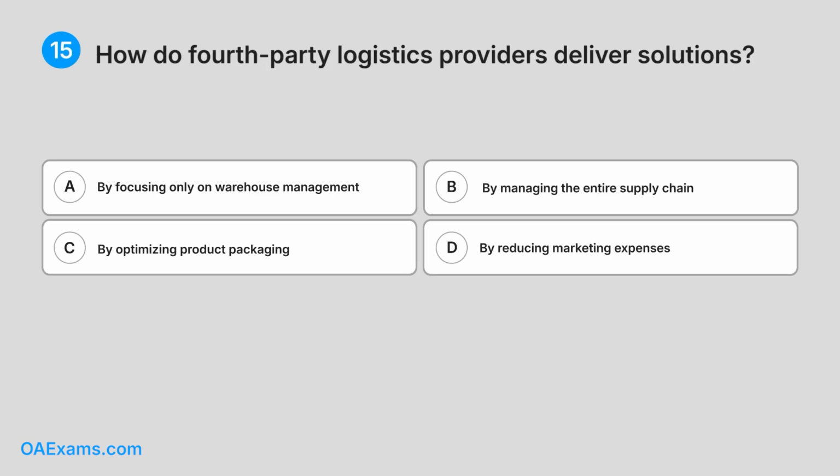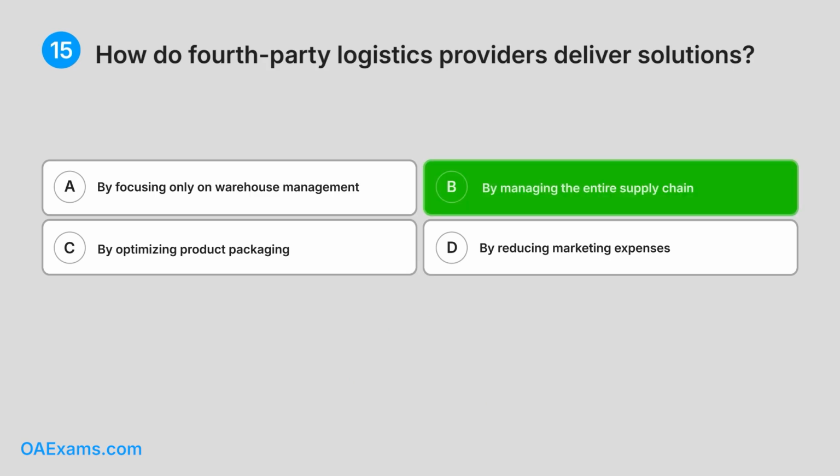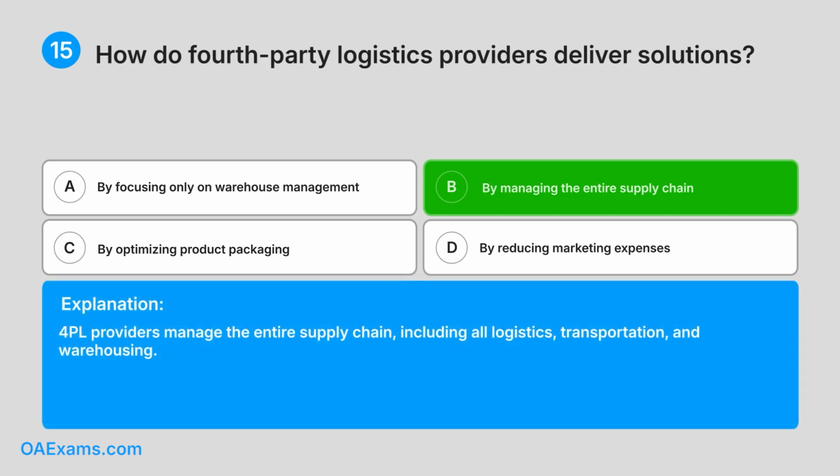Correct answer. B. By managing the entire supply chain. Explanation. 4PL providers manage the entire supply chain, including all logistics, transportation, and warehousing.